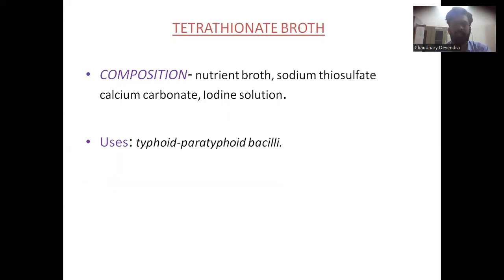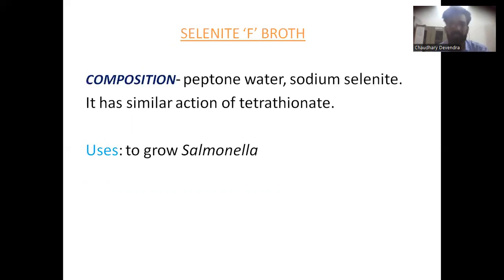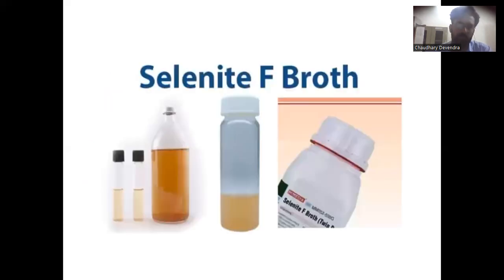Now tetrathionate broth: nutrient broth, sodium thiosulfate, calcium carbonate, and iodine solution. Basically it is used to grow typhoid and paratyphoid bacilli. Selenite egg broth is also used to grow Salmonella. This is the picture of selenite egg broth.